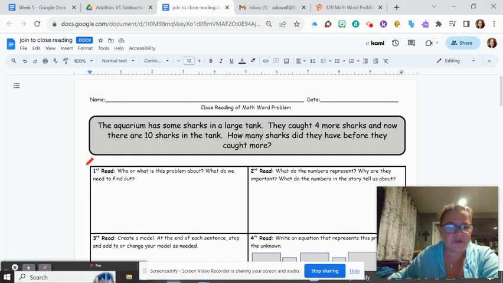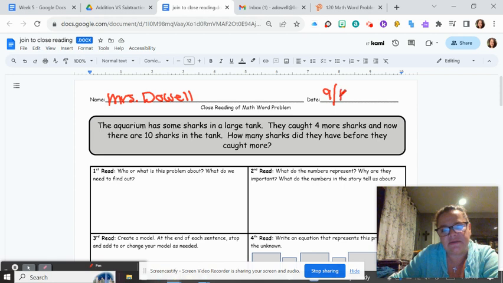I am going to work with you today on close reading. Today you're going to watch me do some, and then you guys are going to do some. The first thing you're going to do is put your name on your paper and then put today's date. Today's date is 9/12/23. Okay, so this is a close reading of math word problems.